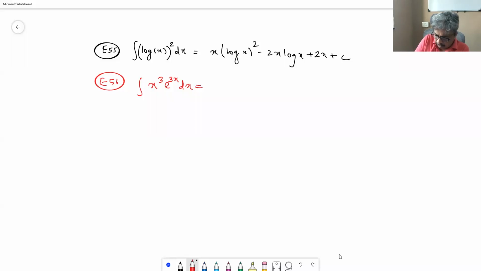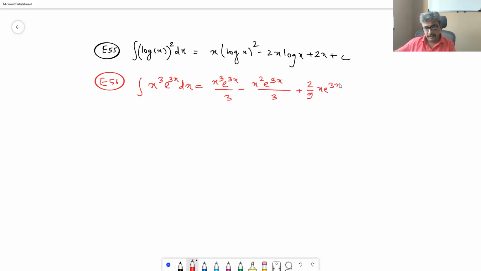Okay, so now it is a repeated application of integration by parts, and the answer is x cube e raised to 3x upon 3 minus x square e raised to 3x upon 3 plus 2 by 9 x e raised to 3x minus 2 by 27 e raised to 3x plus c.